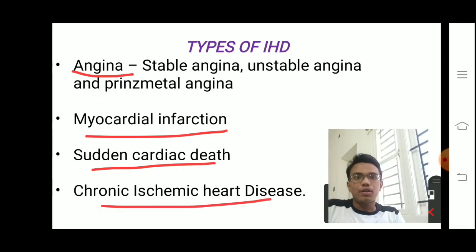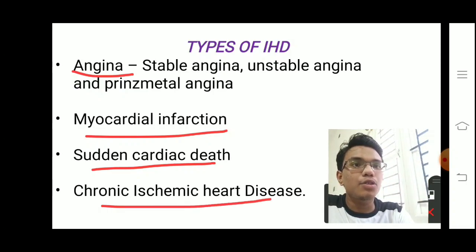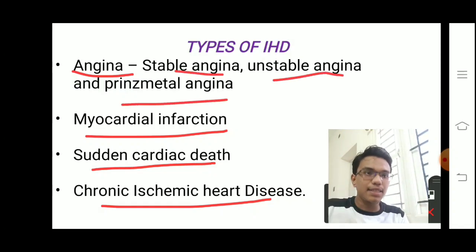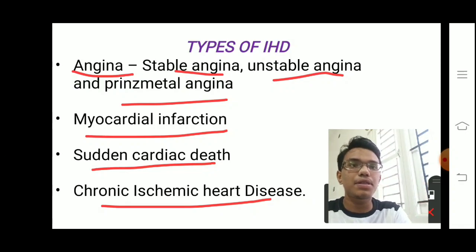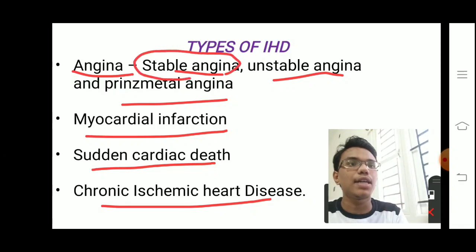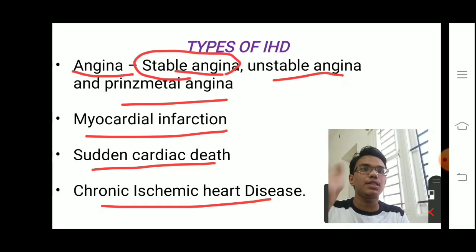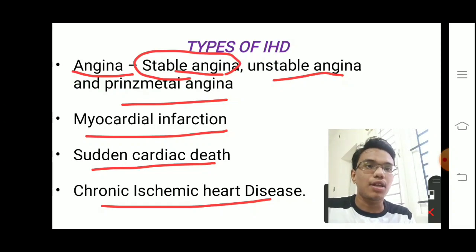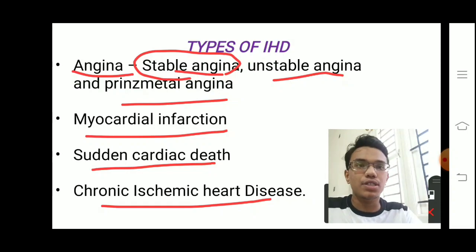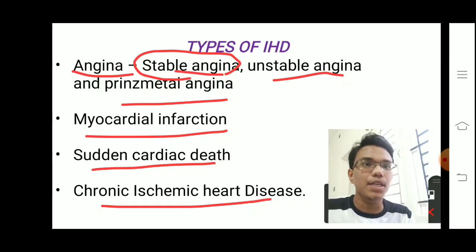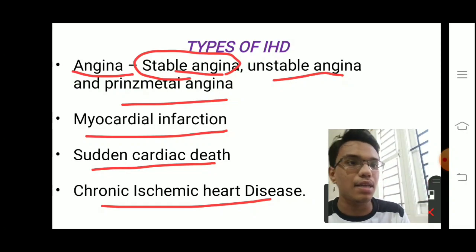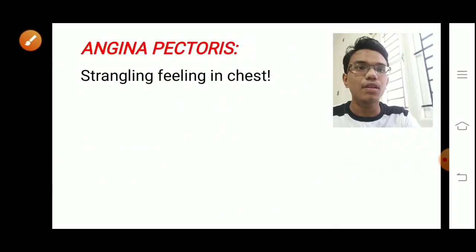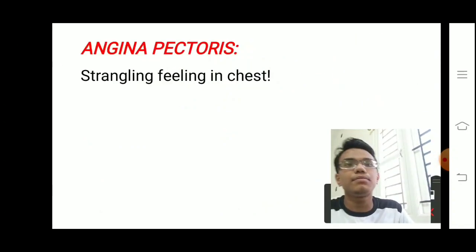Okay, angina is divided into 3 types: stable angina, unstable angina, and Prinzmetal angina. In this lecture, we will be discussing only stable angina. The unstable angina and Prinzmetal angina we will discuss in the subsequent classes. Myocardial infarction, sudden cardiac death, and chronic ischemic heart disease, as the classes progress, we will discuss in the next lectures. In this topic we will focus mainly upon stable angina. Got it? Now, what is angina pectoris?